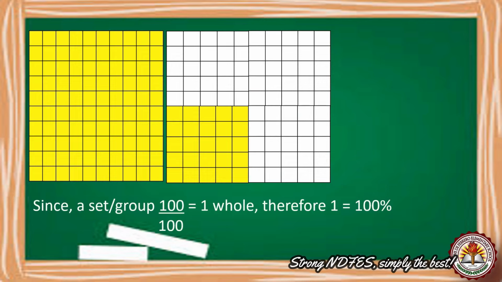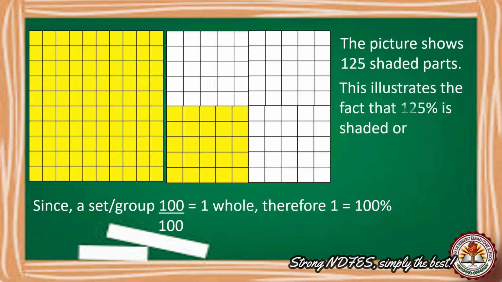A set or group of 100 over 100 is equal to 1 whole. Therefore, 1 is equal to 100%. The picture shows 125 shaded parts. This illustrates the fact that 125% is shaded, or 125 over 100.